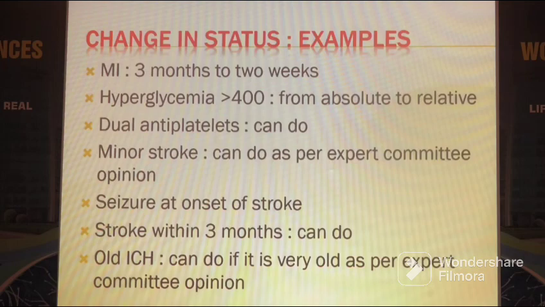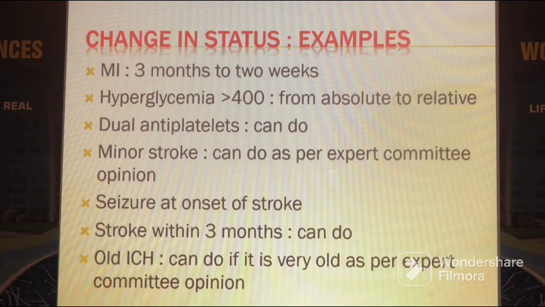Dual antiplatelet, you can do IV thrombolysis. See, minor strokes, usually it was recommended that you should not do IV thrombolysis, but now in certain situations you can do. Seizure at the onset of a stroke was an absolute contraindication. Now it is not. Stroke within 3 months was an absolute contraindication.